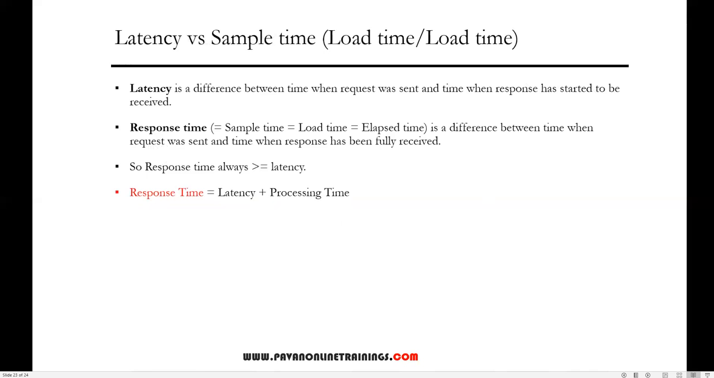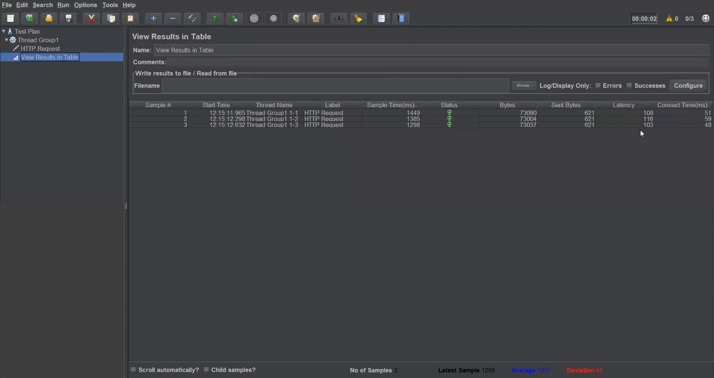So that is our latency that will be shown in this particular report, and connection time. So whenever I start a request, how much time it takes to connect to the server, that will be displayed here. So this is view results in a table. This is a basic report we can see here.